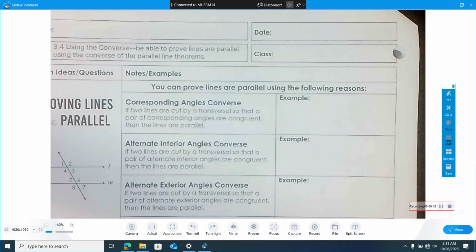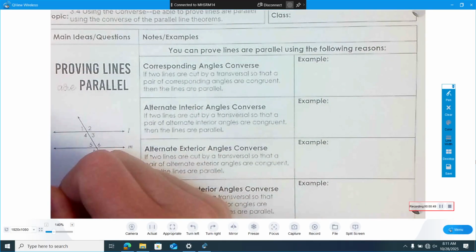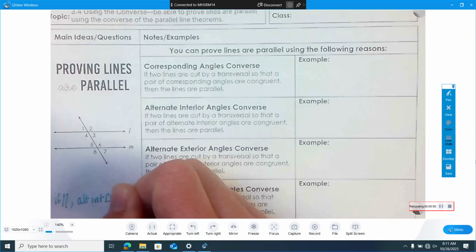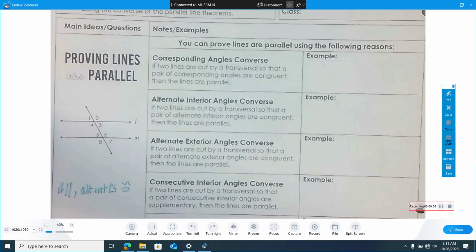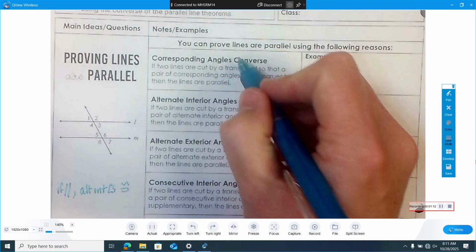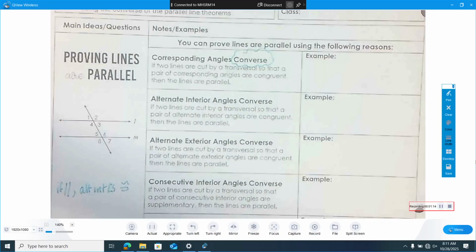So we had special phrases that we were using to justify stuff. And one of those phrases was like, if parallel lines, alternate interior angles are congruent. All right, so we had lots of phrases like this, right? If we have parallel lines, then alternate interior angles are congruent. If parallel lines, alternate exterior angles are congruent. We had all these phrases, right? Well, now we're going to be looking at the converses of all of these things.